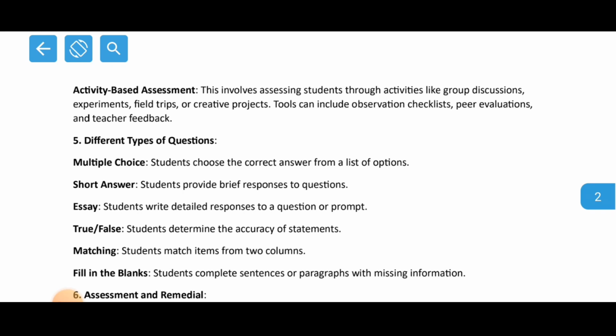Now activity-based assessment, this involves assessing students through activities like group discussions, experiments, field trips, or creative projects. Tools can include observations, checklist, peer evaluation, and teacher feedback. Now activity-based assessment, see, by the word activity itself you understand that it has something to do with involvement of groups, right? Involvement of groups of students, the relationship between the teachers and the students, the group discussions, the peer discussions. So it includes. Now activity-based assessments can be conducted through experiments, different types of experiments.